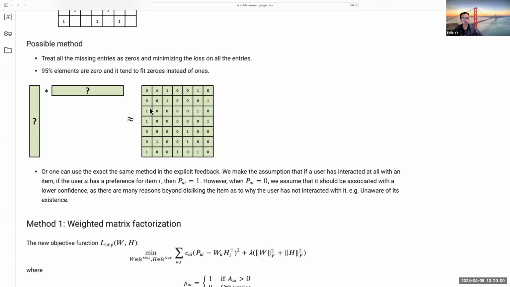But the consequence is most elements are actually 0, so it will tend to fit the zeros instead of the 1s. By the end of the day, it is just trying to minimize all the entries as much as possible, because most entries are 0. So if we try to do a naive matrix factorization on this kind of implicit problem, it would just give me basically 0 as possible, because maybe 98 or 95% of entries are 0, so you just predict everything to be 0. So this is a very typical imbalance problem, right?